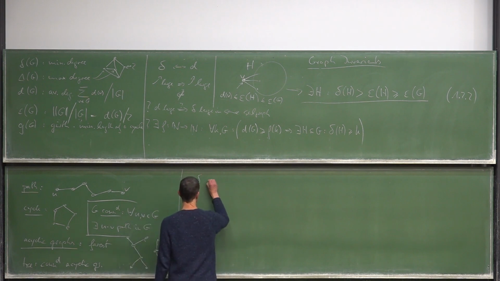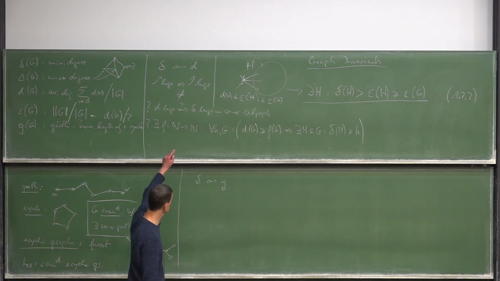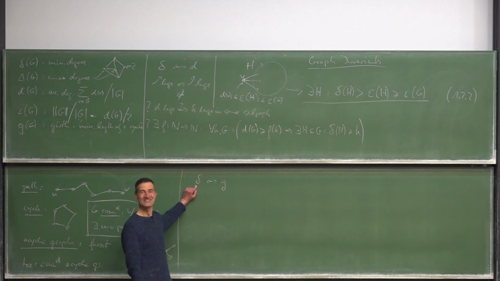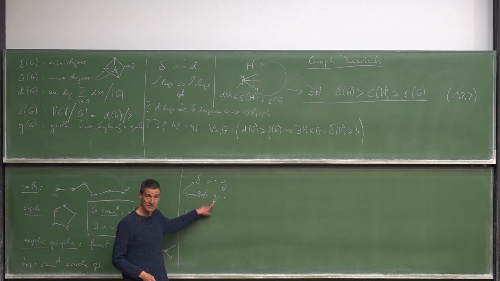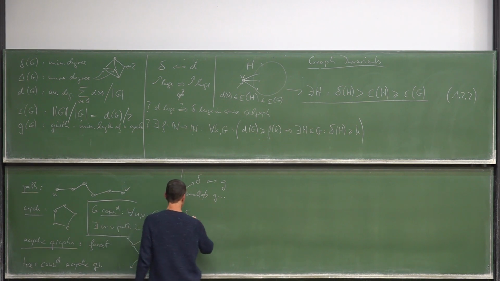So let's see. Are those two invariants related? If the min degree is small, can we say anything about the girth? No. Correct. No. G could be large because it might be one long cycle, and G could also be small. It might be a triangle and then nothing else. So, what if the min degree of G is large?